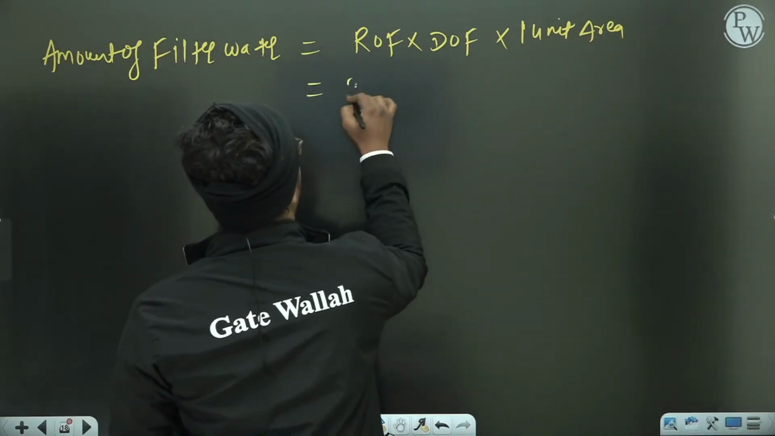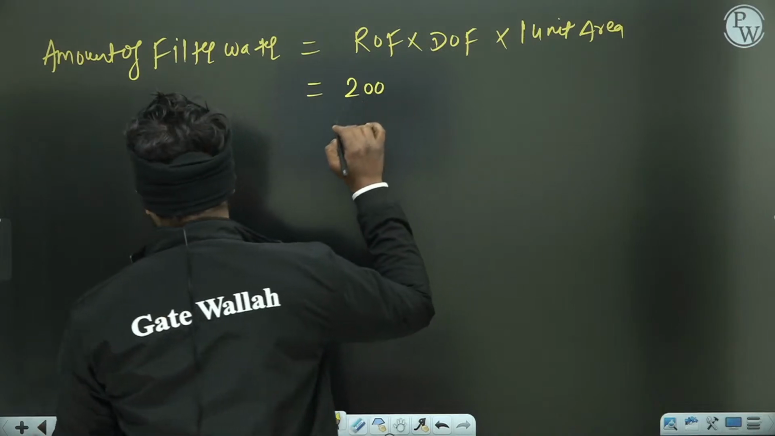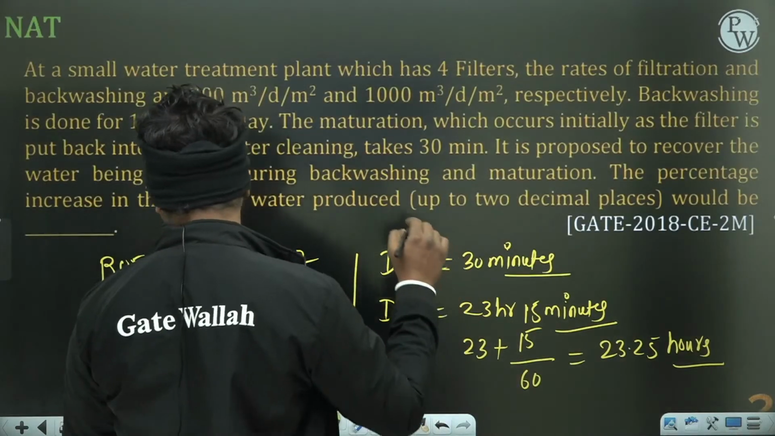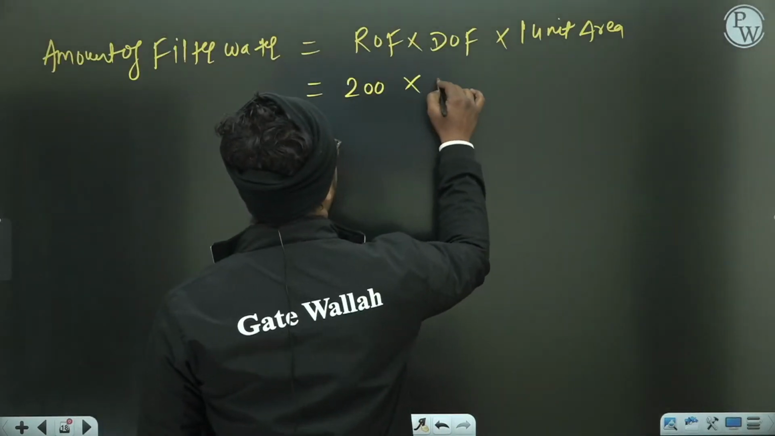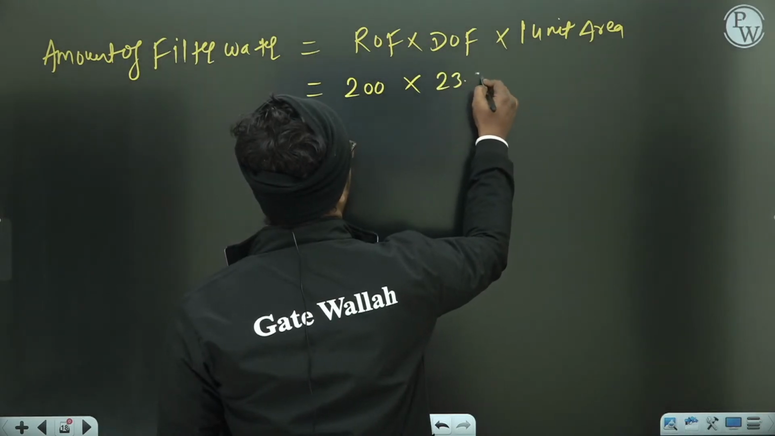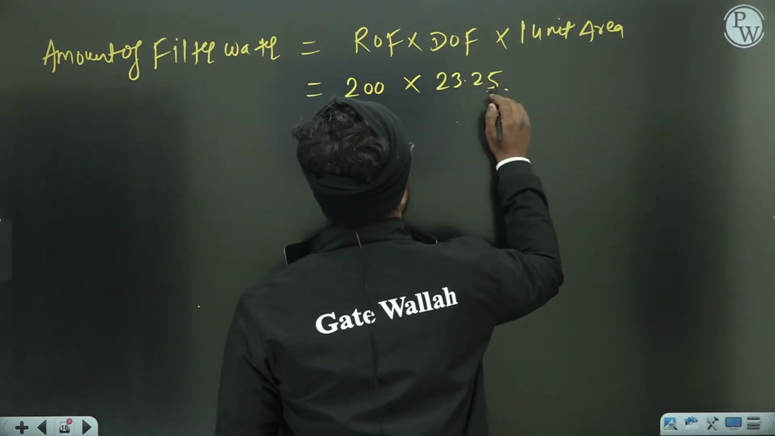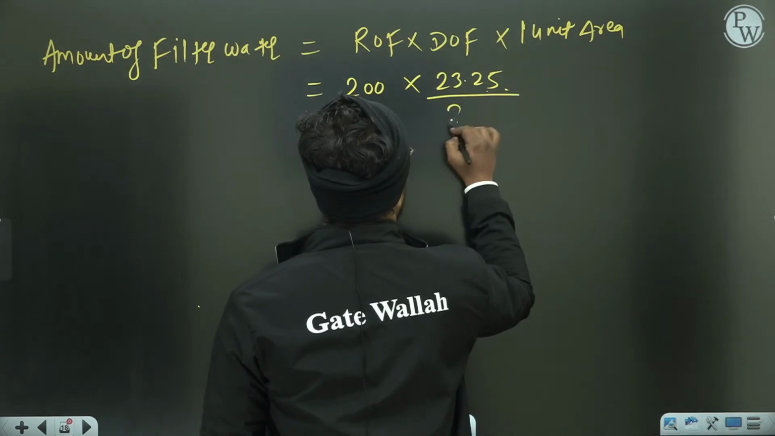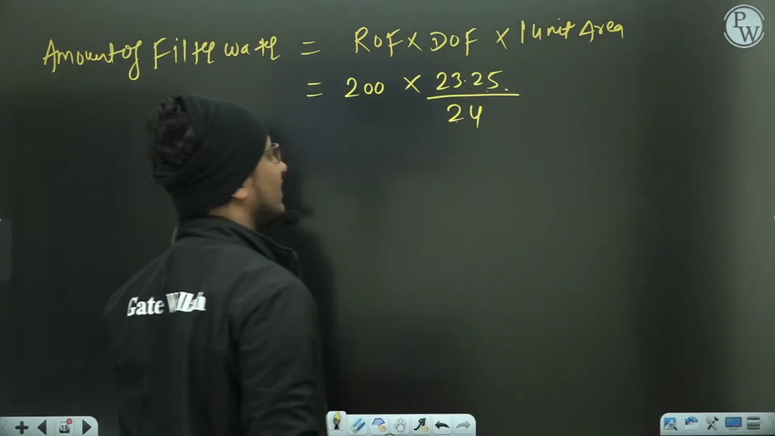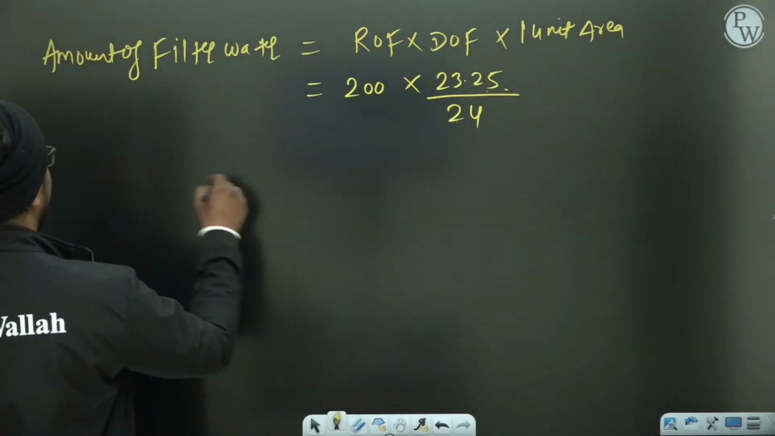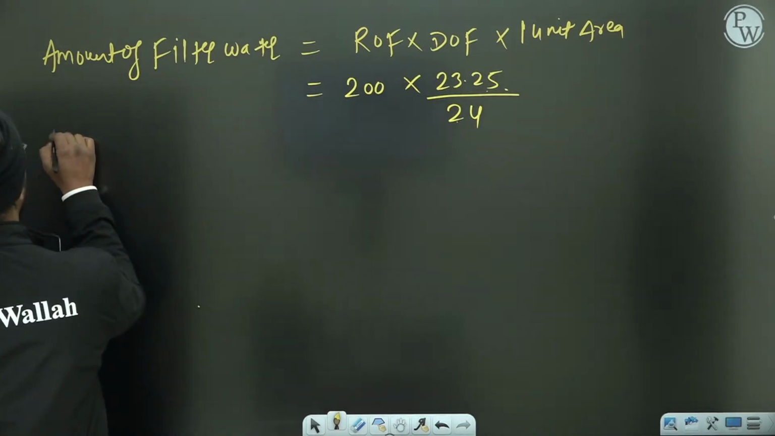So ROF we have 200. Unit we have cube per meter square, into DOF we have 23.25. Okay, so it will be in hour. We need to convert into day by dividing by 24. Whatever you are getting, that will be the amount of filtered water used.